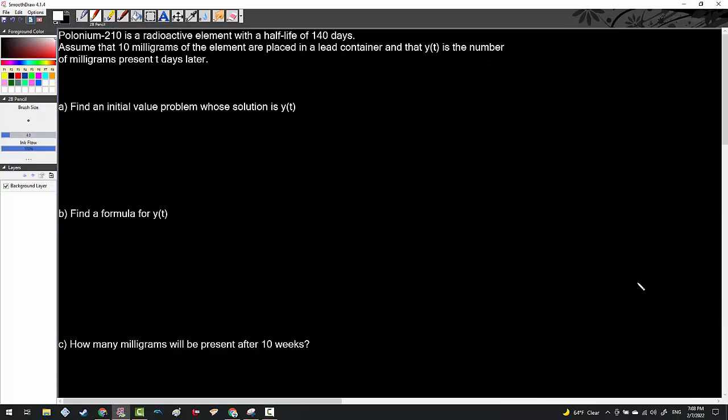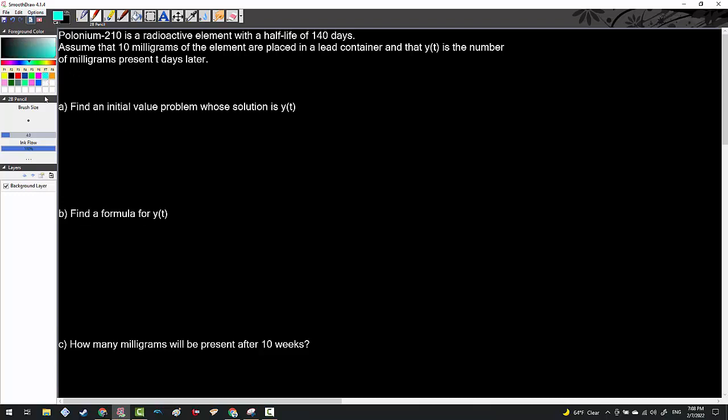In this next problem, we're talking about polonium-210, which is a radioactive element with a half-life of 140 days. Assume that 10 milligrams of the element are placed in a lead container and that y of t is the number of milligrams present t days later. It says find an initial value problem whose solution is y of t.